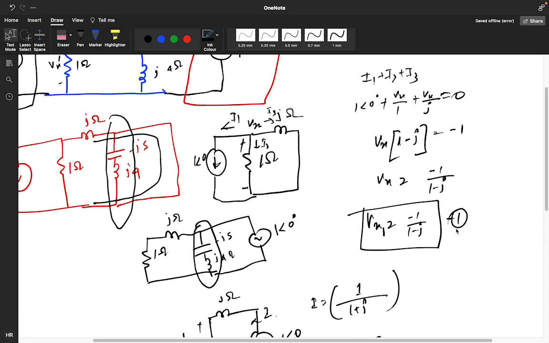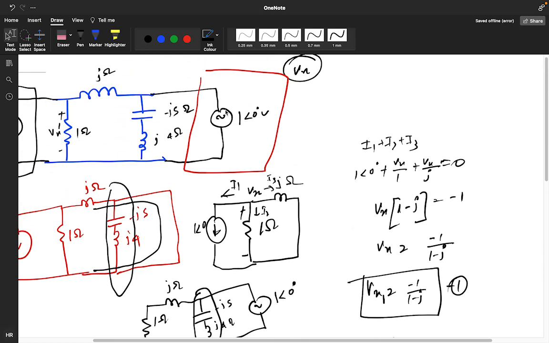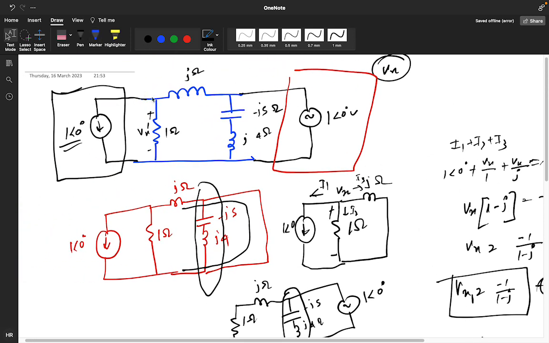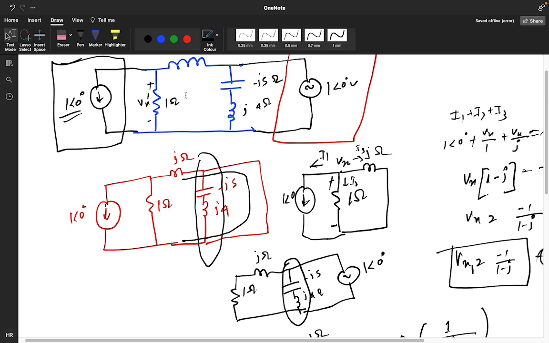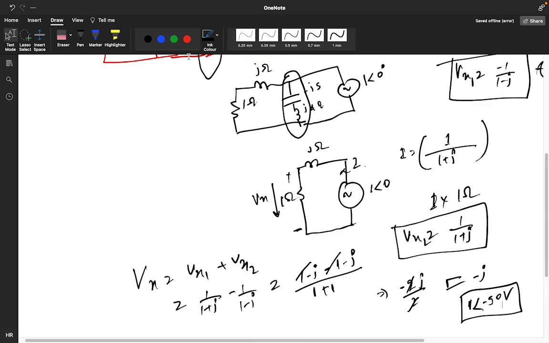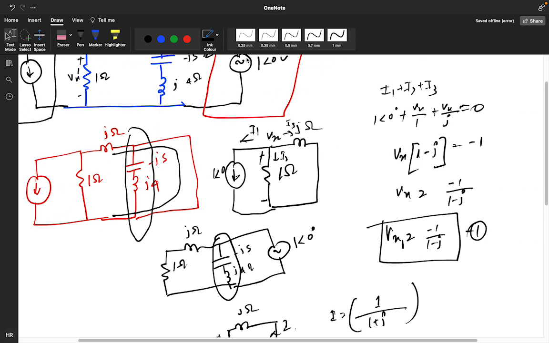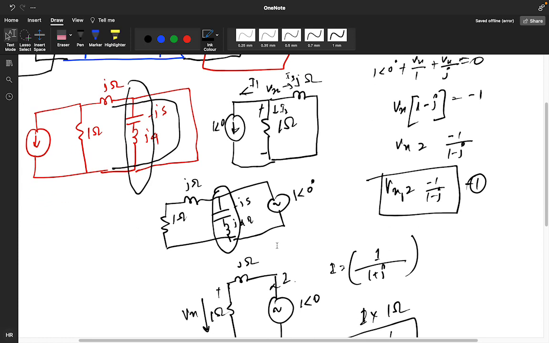Now we got the Vx1 value. Now what I did, I just deactivated this part. If I deactivate this part, it will become open circuit. So you will get the equations like this. Deactivated means this is opened, so this particular source is deactivated.